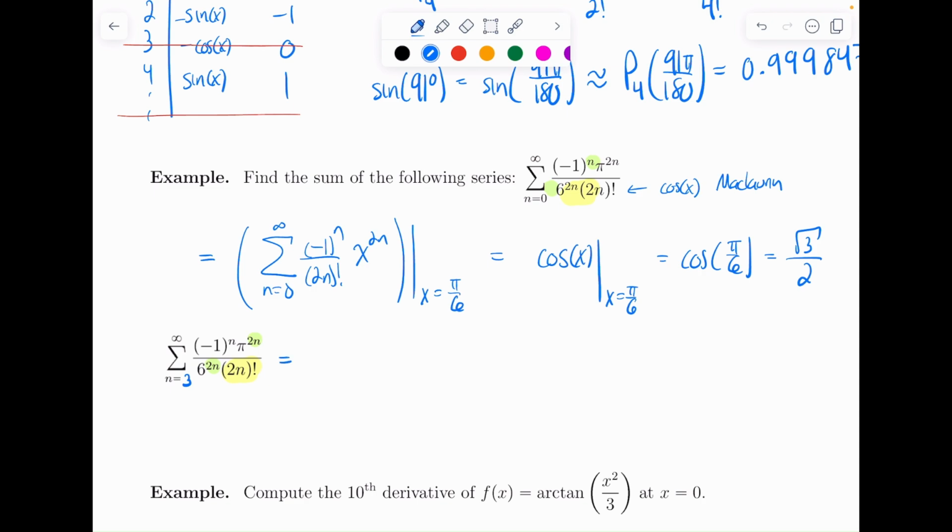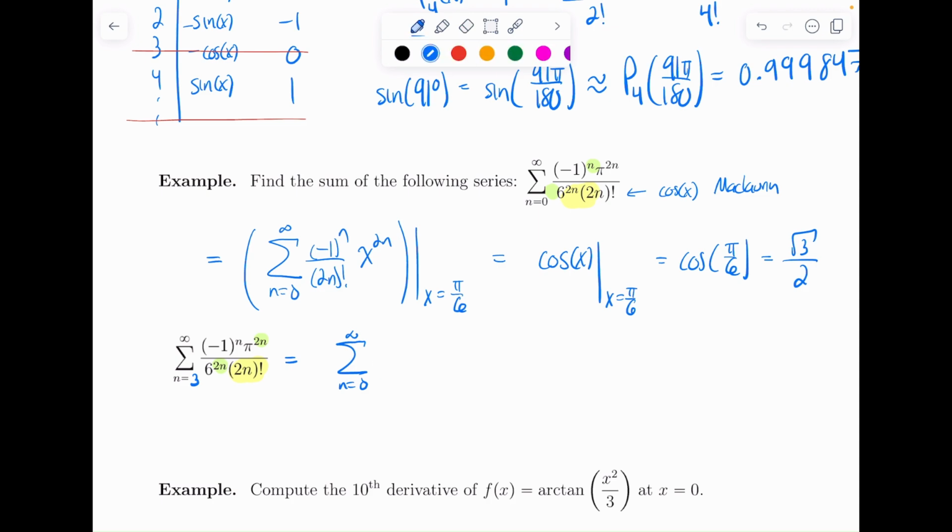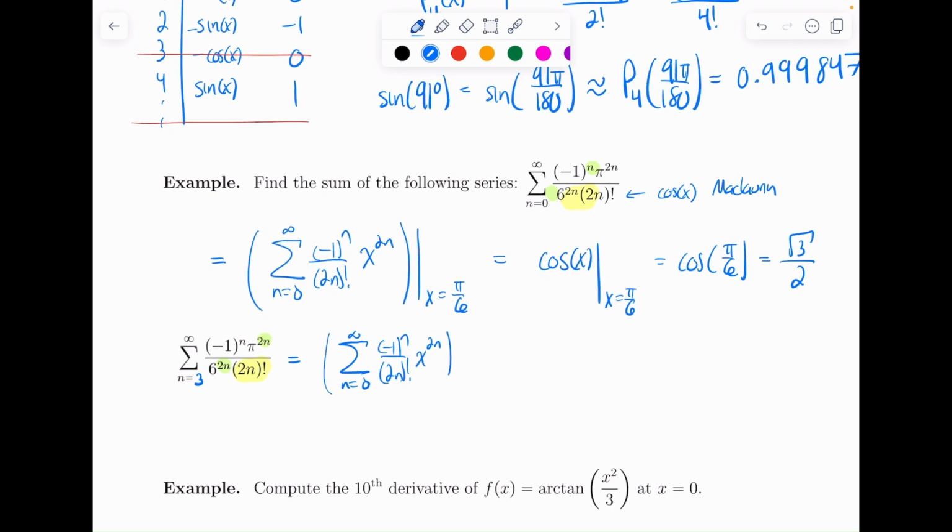Essentially what you would get is the full series minus the 0th, 1st, and 2nd term. So this would be minus, for example, C0 minus C1 x and so on and so forth. Maybe for this exact one I can actually write it out. So this would be the full series, -1 to the n over 2n factorial x to the 2n, evaluated at x equals pi over 6.